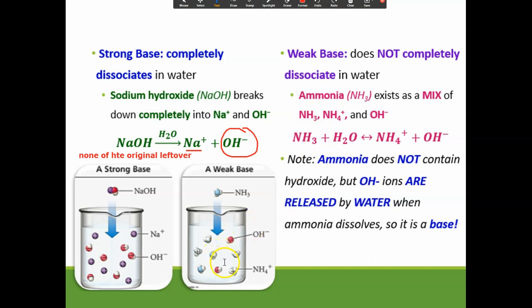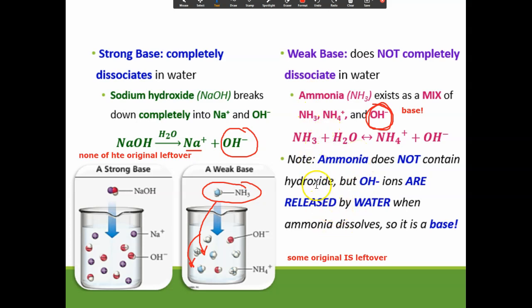Ammonia exists as a mix of the hydroxide ions, which again tell us that it's a base. Okay, it must be a base if it's releasing hydroxide ions. It also exists as the other part of the ion, which is NH4+, and some of the original. So again, some of this original is still here. Okay, so this means some original is left over.